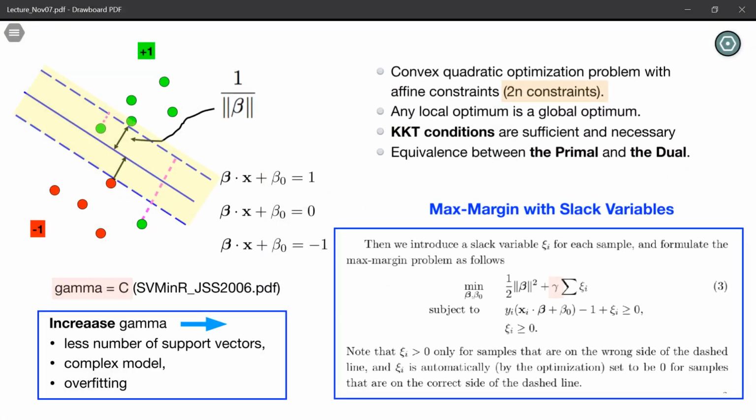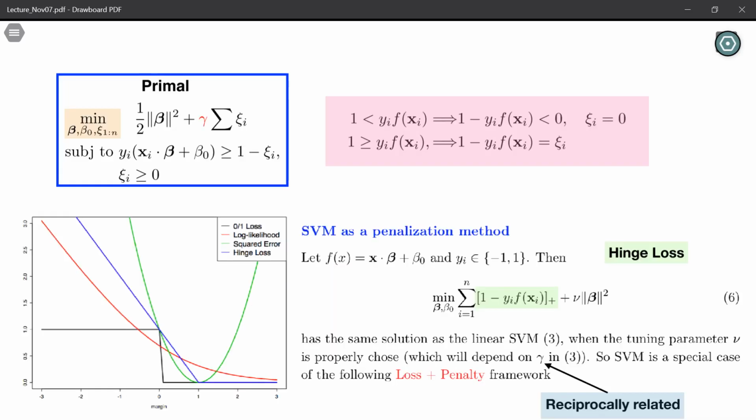It actually implies your model is more complex, and you tend to overfit. There's an equivalent way to formulate your primal as loss plus penalty. Here, your original margin-related quantity becomes the coefficient. You penalize it with nu, so nu and gamma are reciprocally related. When gamma is large, that implies small regularization. So it is true your model is going to be sparser, but the underlying model is actually more complex.